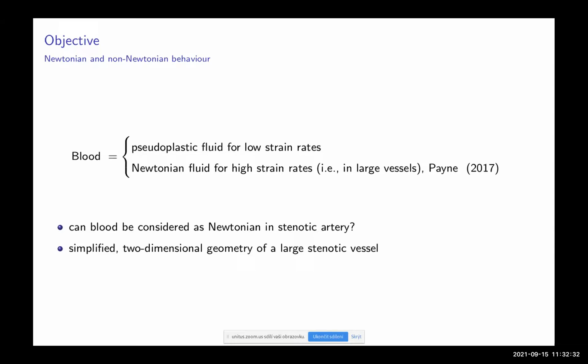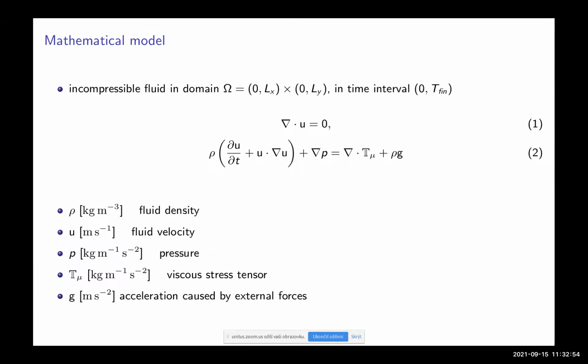So our question was whether in a large stenosed artery this assumption still holds, or if we need to incorporate the non-Newtonian effects. We studied this problem in the case of a two-dimensional geometry of such a vessel. So let's now see the mathematical model.